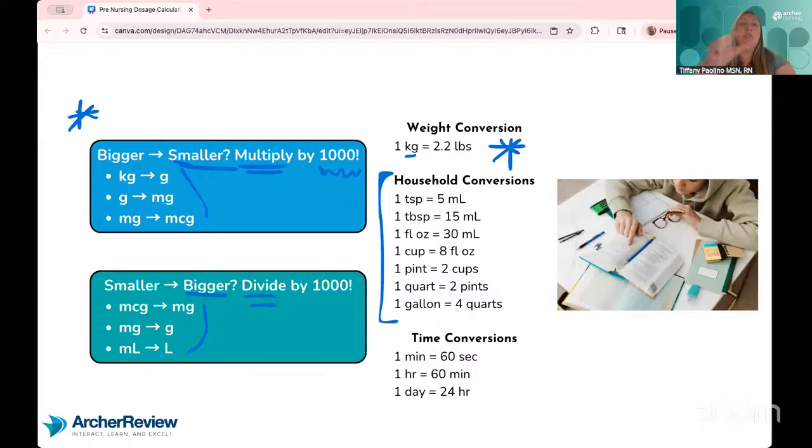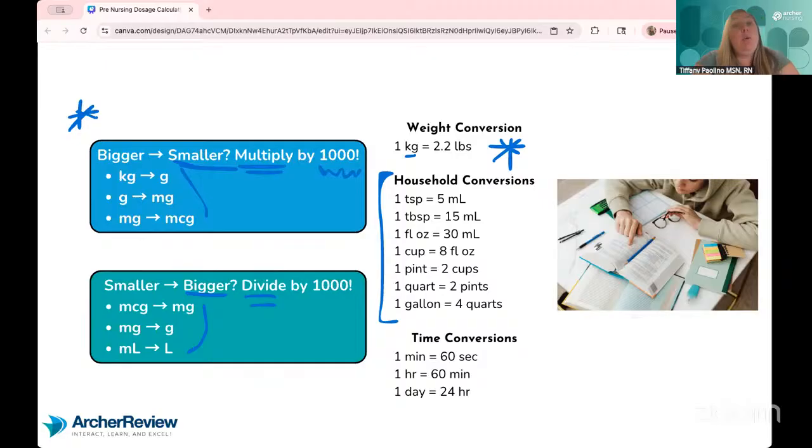Now, do you remember those little med cups from the hospital? Those little cups are just 1 ounce, and 1 ounce is 30 milliliters. You can also think of it as 2 tablespoons because 2 tablespoons is also equal to 1 ounce.